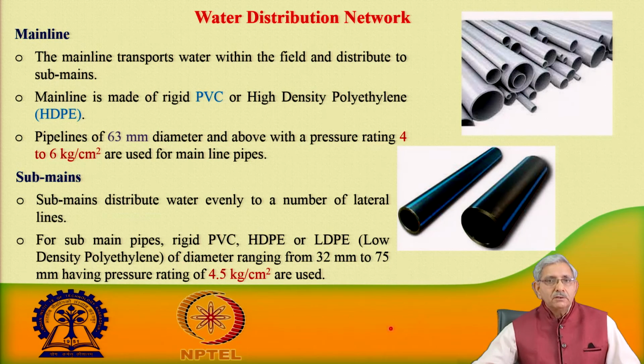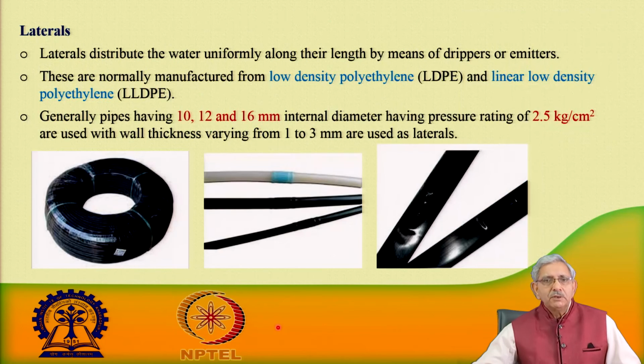Sub main pipelines are also made of PVC or HDPE or LDPE. Normally these are PVC or HDPE. Their sizes again vary depending on the requirement. It could be from 32 millimeter to 75 millimeter, and pressure is about 4.5 kg per square centimeter. Laterals, as you see, are made of LDPE, that is low density polyethylene, or linear low density polyethylene, and these pipelines are 10 millimeter, 12 millimeter and 16 millimeter.